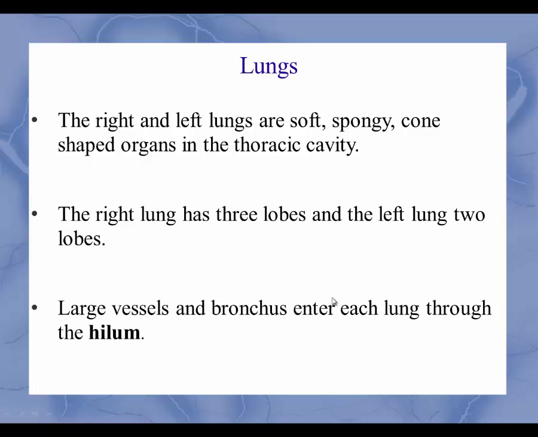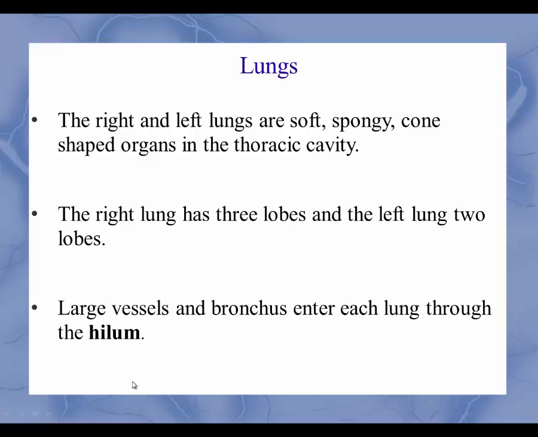Alright, next we'll talk about the lungs. Of course, you have two, right and left. They're spongy and kind of cone-shaped and fairly soft, found in the thoracic cavity. The right lung has 3 lobes. The left lung only has 2. The left lung needs to make a little bit more room because the heart's there. That gets kind of squished down.